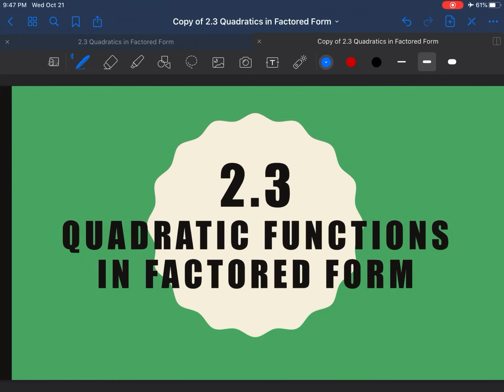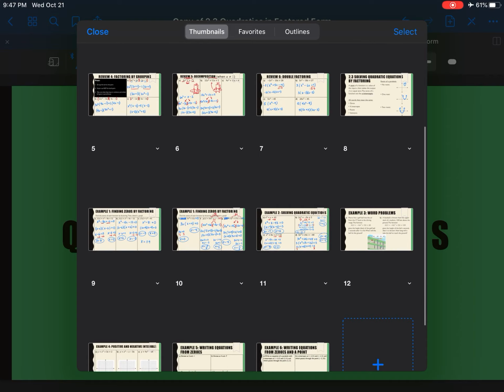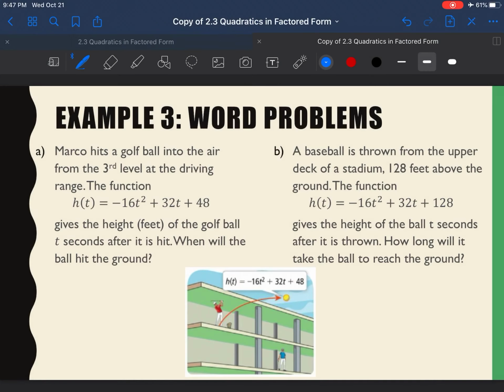All right, so day 4, the last day of this lesson, quadratic functions in factored form. So now we're going to start with some word problems. It says Marco hits a golf ball into the air from the 3rd level at a driving range. And then you're given the function there that represents the height of the ball depending on how many seconds have passed after he hit the ball.